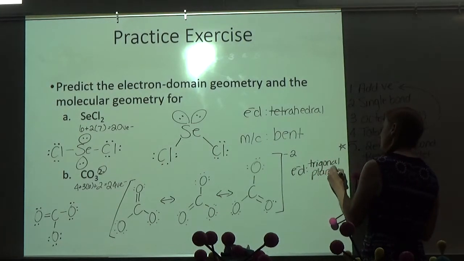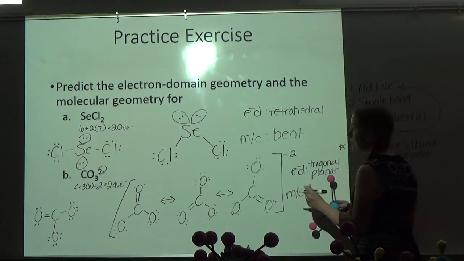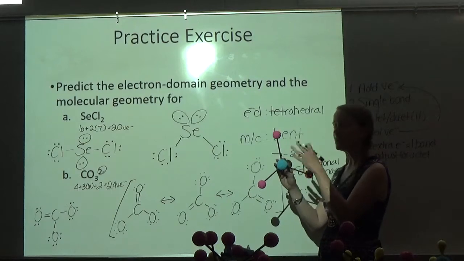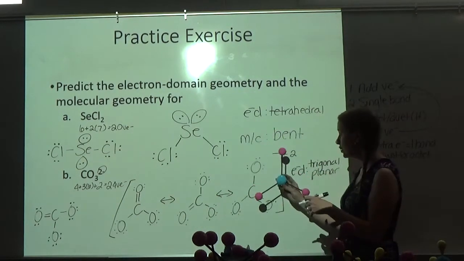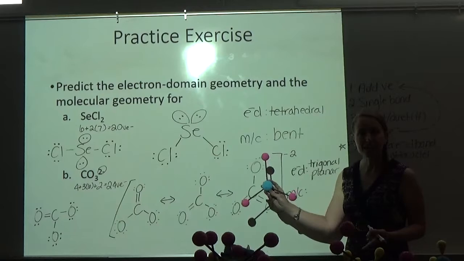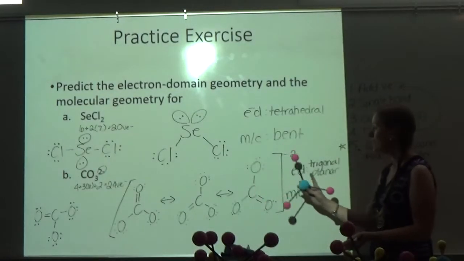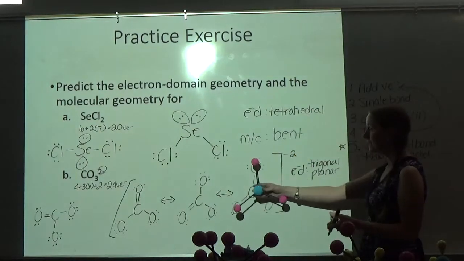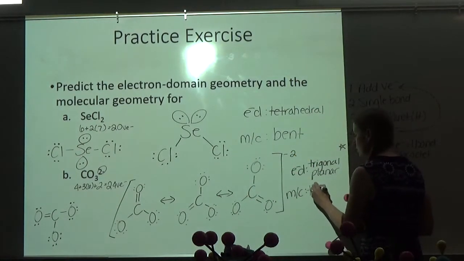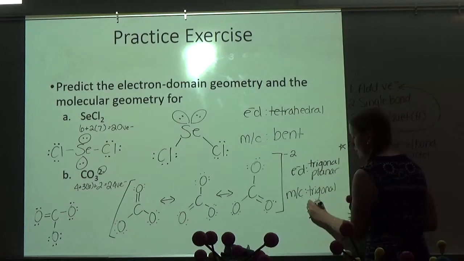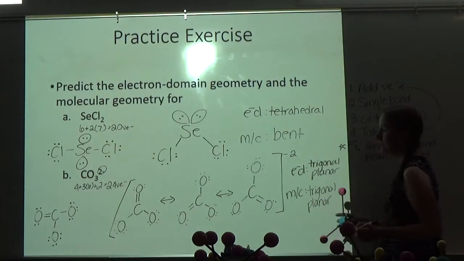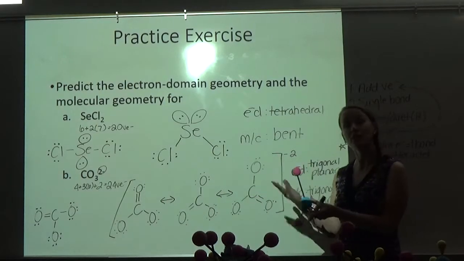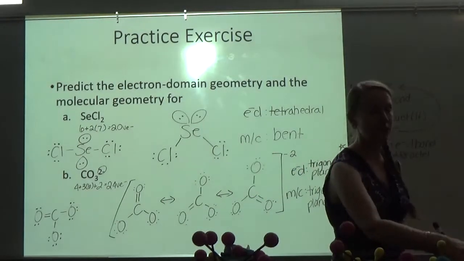Now notice my central atom doesn't have any lone pairs. If all the electron domains are bonding, then your molecular shape is the same as your electron domain shape. They're only different if you have lone pairs on your central atom. So my molecular shape is actually also trigonal planar. Okay, so as long as all your domains are bonding, these 2 shapes will be the same. It's the lone pairs that kind of throw everything off.